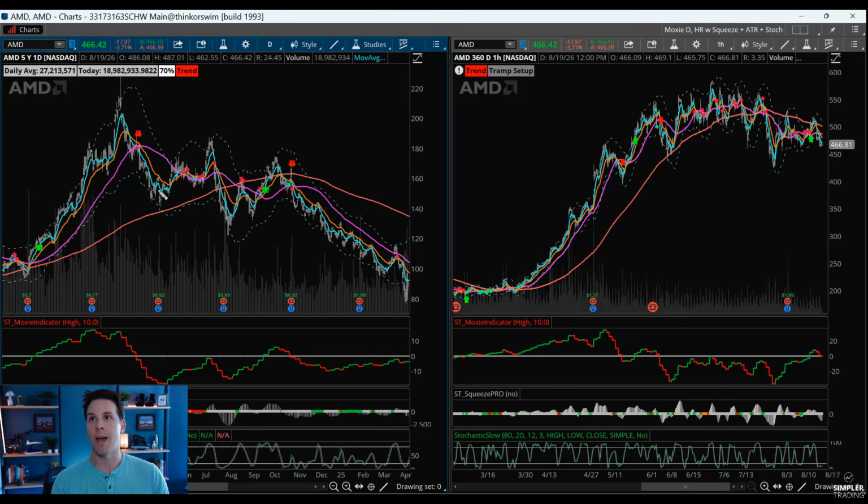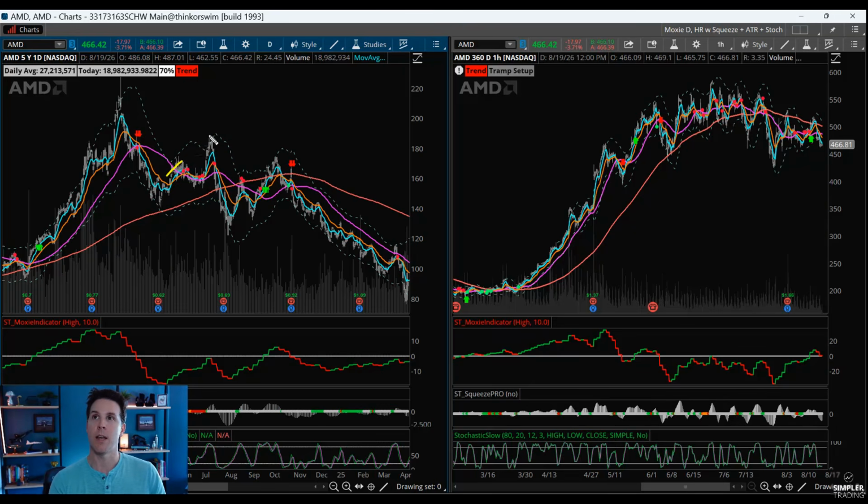Now, the thing that we've added are these dots. They're red dots, they're green dots, up, down. And what this is, they are inverse trampoline triggers and regular trampoline triggers. So basically, when price is over the 50 and the Moxie Indicator is below 0, it should not be up there. You don't want price to be in an uptrend or above the 50 if the Moxie Indicator is below 0, because that's a false move. And that's what these dots are trying to tell you. It's like, hey, they're red, watch out. This is not supported.